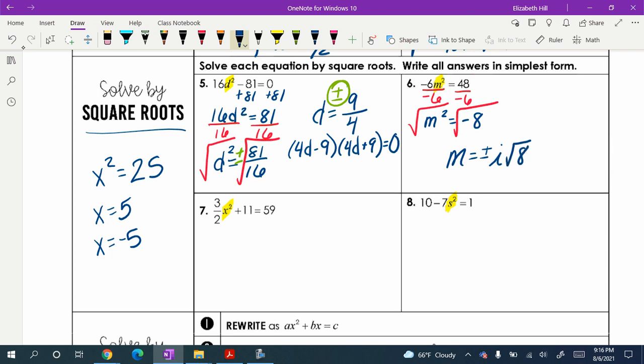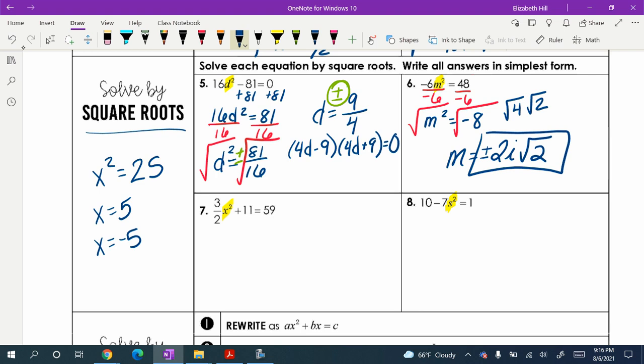Now, square root of 8, we can break that up into square root of 4 and the square root of 2. So that means we are actually going to get plus or minus 2i square root of 2. So we get imaginary solutions sometimes when you're using that square root property. When it comes to imaginary numbers, you will never get those when you are working with factoring. And we'll get into that later too.